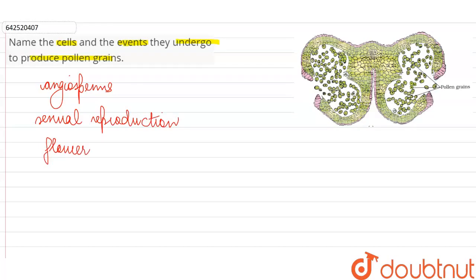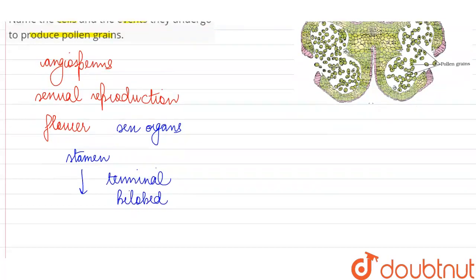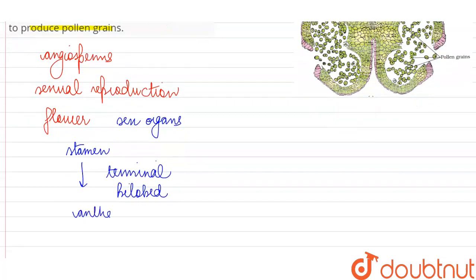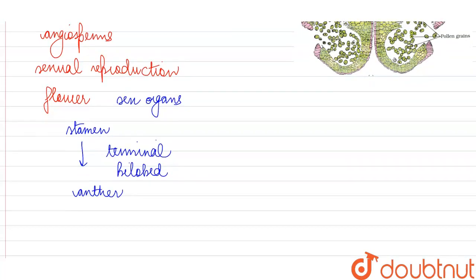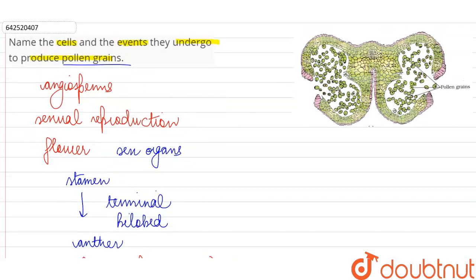And because it is a unit of sexual reproduction, obviously the flower is going to contain the male and female sex organs, and the male sex organ in the flower is known as the stamen, in which the upper part, or we can say the terminal bilobed part, is known as the anther, and it is inside this anther that the pollen grains are formed by a process called microsporogenesis.